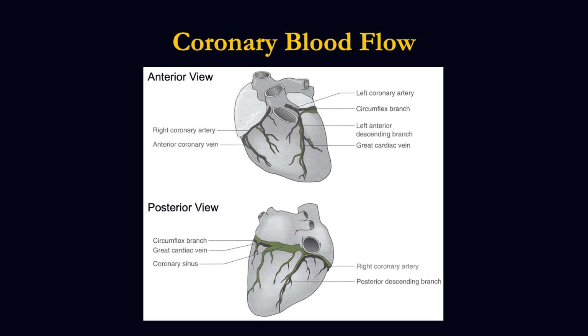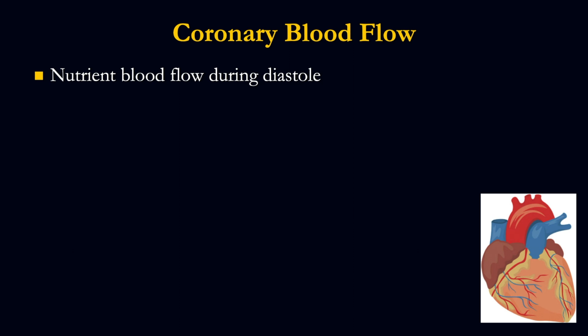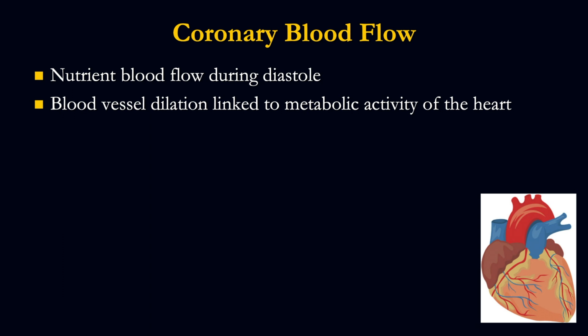The right and left coronary arteries originate just after the aortic valve and in that ascending portion of the aortic arch. So what happens is that during diastole, as pressures in systemic circulation subside, blood falls back into the left and right branches of the coronary arteries, and that's when the heart's going to receive its nutrients, its blood supply. It's important to note that blood vessel dilation within the heart, as in many other blood vessels, is linked to the metabolic activity of the heart. So if the activity is higher, it's going to get more and more of a blood supply to respond to the higher demand for oxygen.